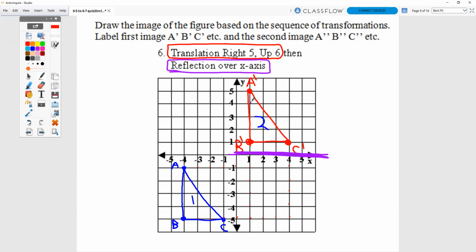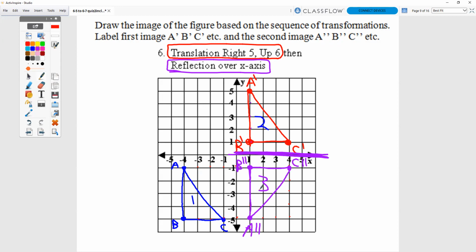So A is 1, 2, 3, 4, 5 places to the line. 1, 2, 3, 4, 5 places away from it. This is A double prime. B is 1 place to it, 1 place away from it. So that's B double prime. Same thing with C, 1 place to it, 1 place away from it. That is C double prime. And now we have our flipped opposite mirror image.